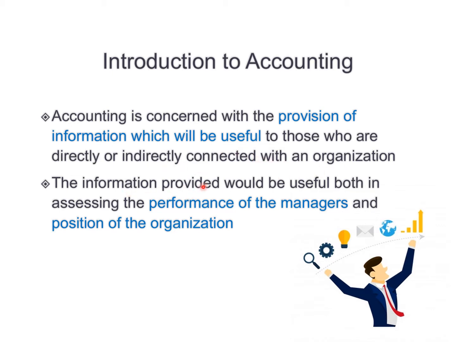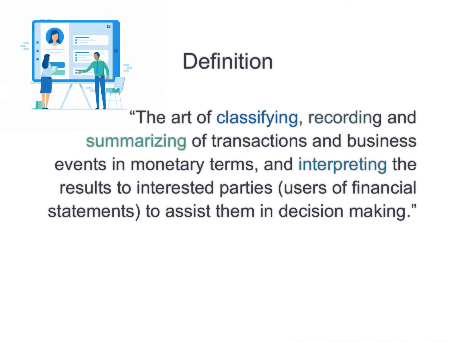So this information provided, dia akan berguna untuk both kita nak assess performance of the manager, and also kita nak tengok sama ada business tu perform well ataupun tak. Right, this is the definition of accounting. So accounting adalah satu art of classifying, recording, summarizing of the transaction and the business event in monetary term. Dia mesti dalam bentuk duit, bentuk dollar, dia mesti dalam bentuk wang, right?